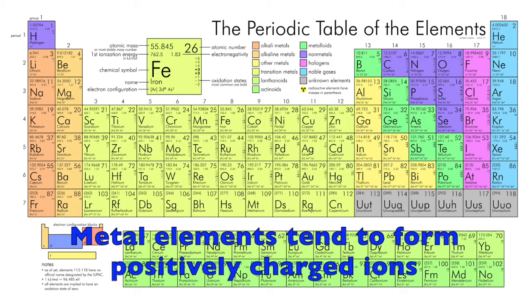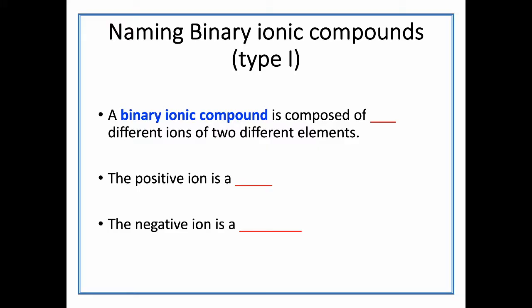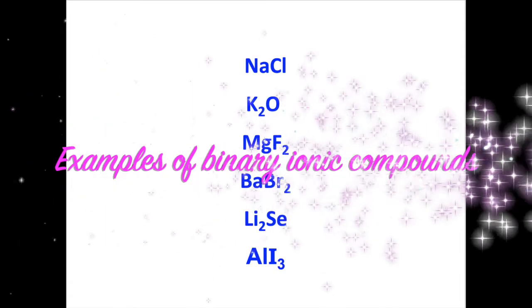As you may have noticed, metal elements tend to form positively charged ions. Non-metal elements form negatively charged ions. A binary ionic compound is composed of 2 different ions of 2 different elements. The positive ion is almost always metal. The negative ion is a non-metal. Here are a few examples.